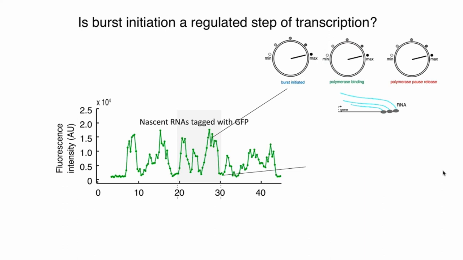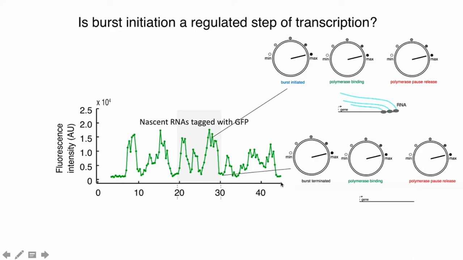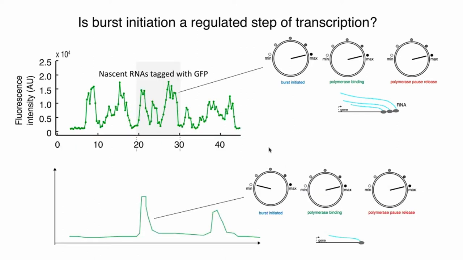So how could this slightly more complex model work? It could be the case that when you're at one of these peaks, a burst has initiated, and that now allows RNA to be produced. Whereas if you're in this trough, what has happened is that the burst has terminated, and even though these binding and pause release knobs are turned up, the rates are high, yet that gene is not available for transcription. And you can imagine that if we turn down this first knob of burst initiation rate, you could turn down transcription because the gene would be available for transcription more rarely, even though you haven't altered the rates of binding or pause release.